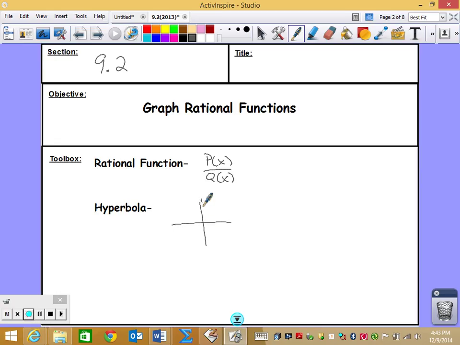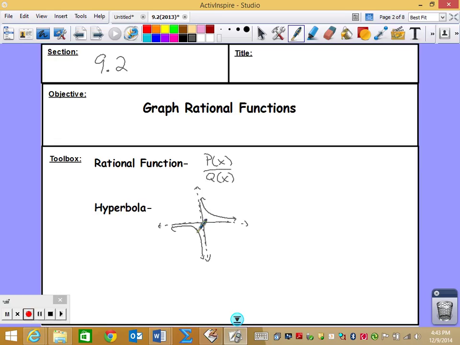It looks like two functions being graphed where we have a vertical asymptote. That's a dotted line that the graph will never cross. And we also have a horizontal asymptote, a dotted line, again, that the graph will never cross. So it's going to be the two pieces of the graph. They're always going to be in opposite quadrants of each other in our chapter.